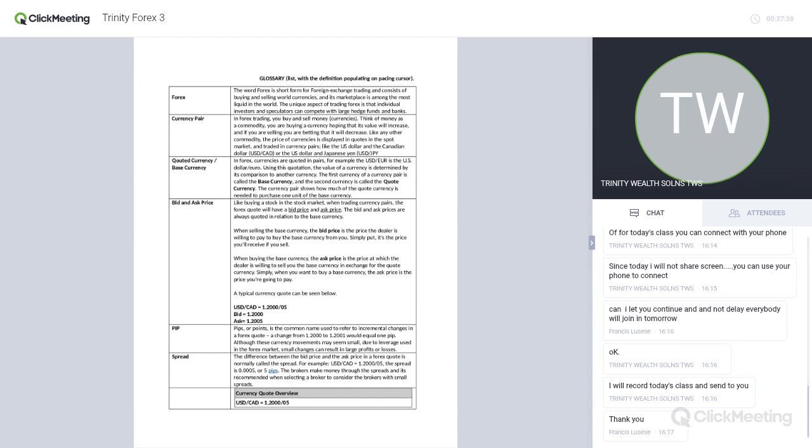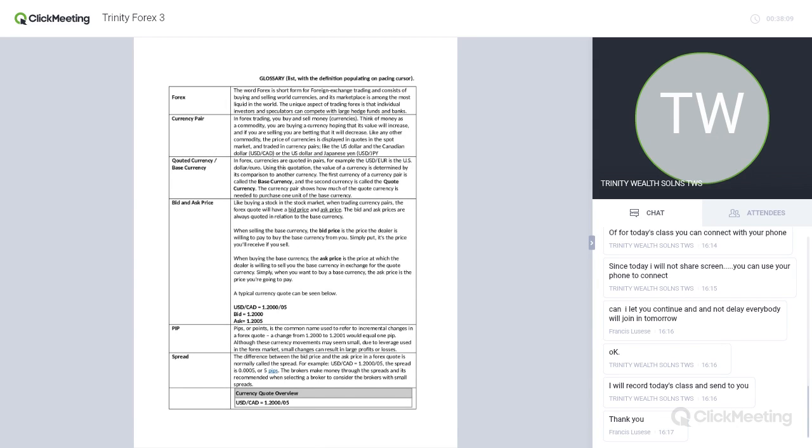So when selling the base currency, like when you're selling the USD versus Euro, we are actually selling the base. When you say you're buying this pair, you're actually buying the base currency. When you say you're selling this pair, you're selling the base currency. And you're doing the opposite to the quoted currency, right? Like when you're selling the base currency, the bid price is the price that the dealer is willing to pay to buy the base currency from you. It's the price you will receive if you sell, all right?